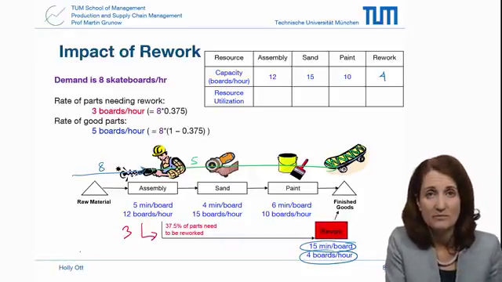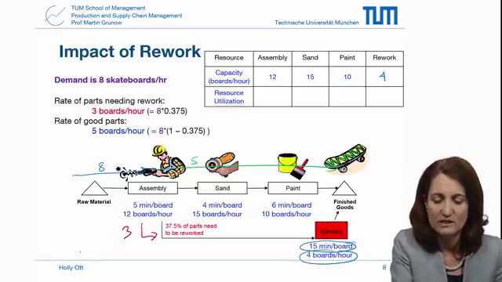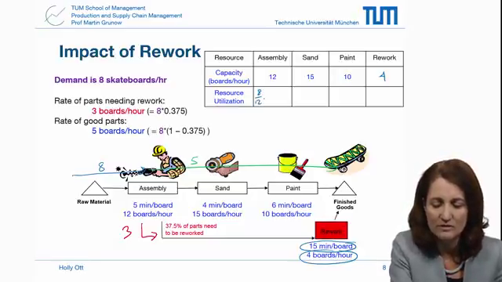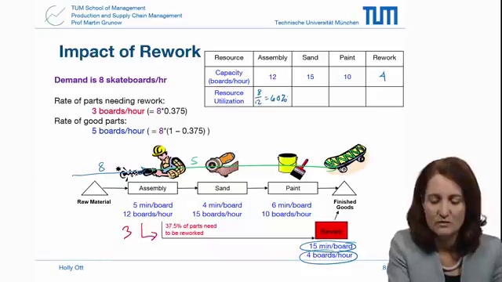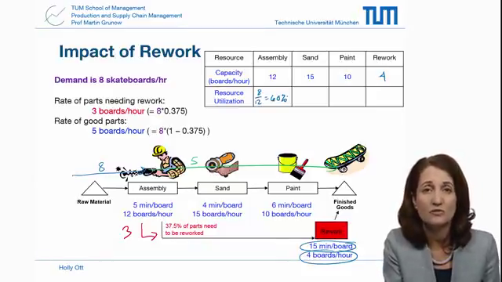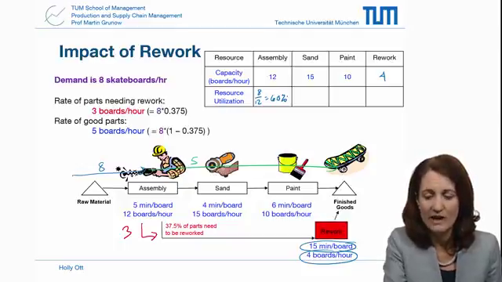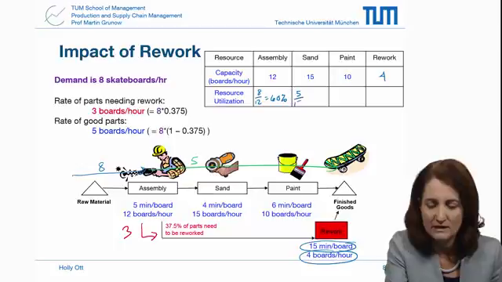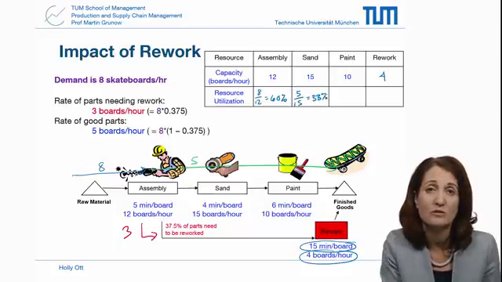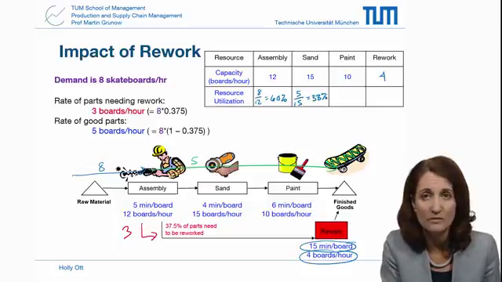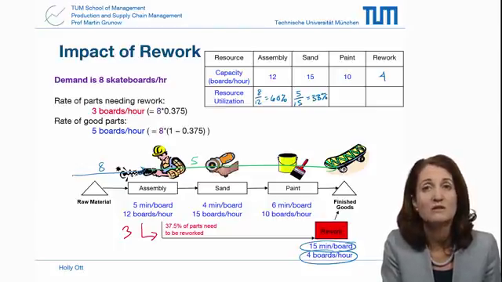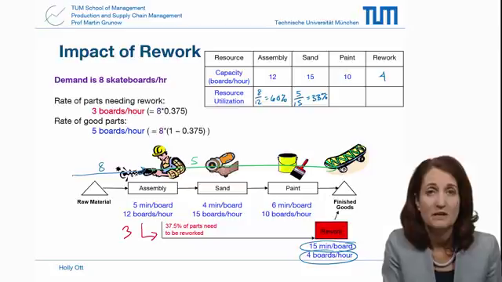At assembly, there's still 8 skateboards hitting assembly. So 8 over 12 gives us 60% resource utilization. There's no change from what we had before with the earlier example. Now we know, though, that of those 8, only 5 make it through sand. So we have 33% utilization of sand. And before, when we had no defects, that utilization was 53%.